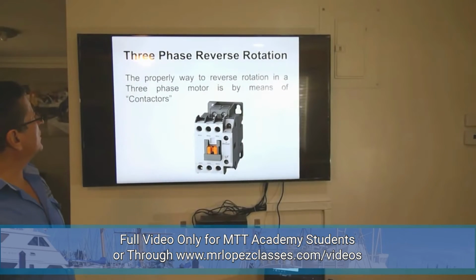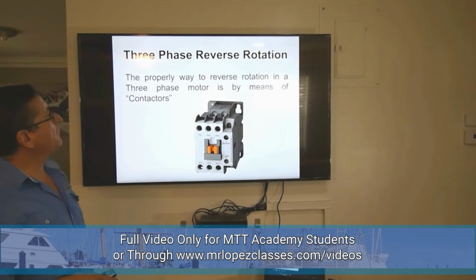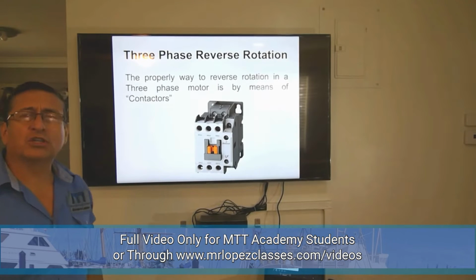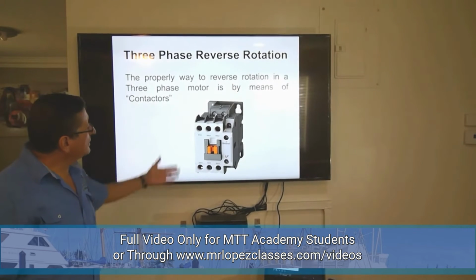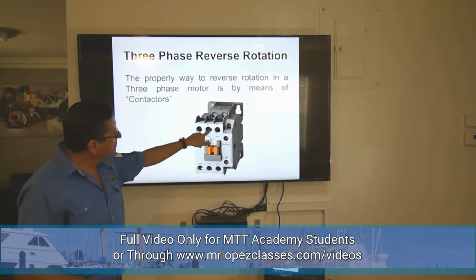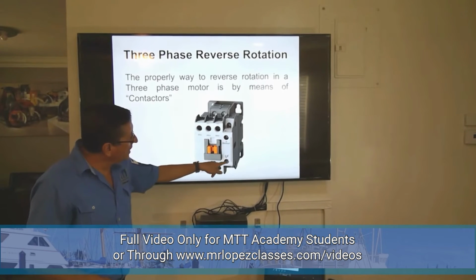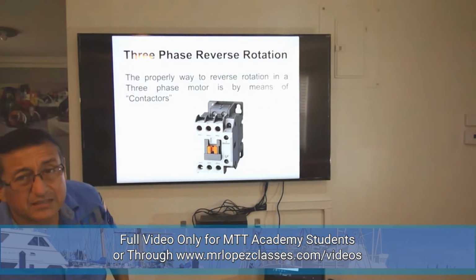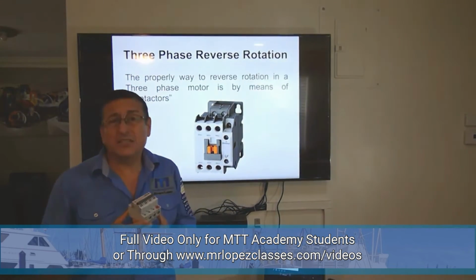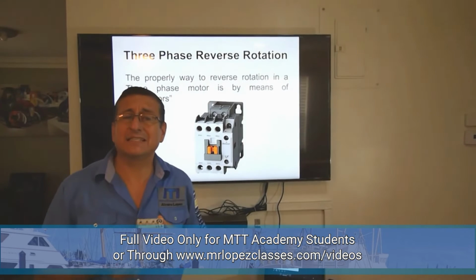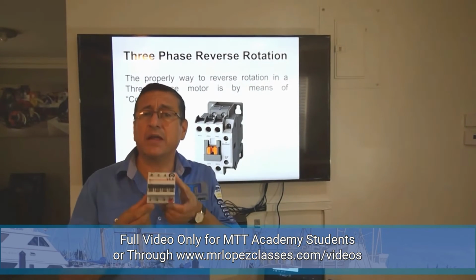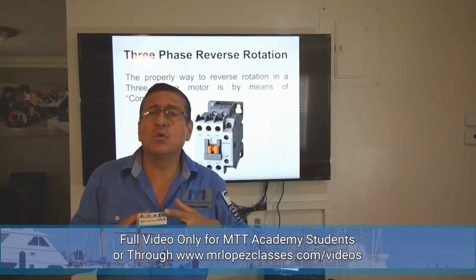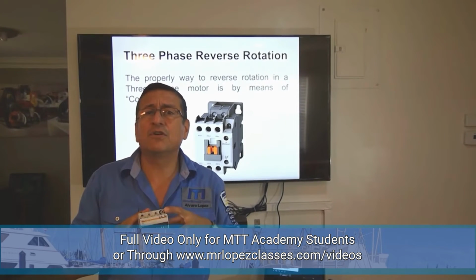Three-phase reverse rotation. The proper way to reverse rotation in a three-phase motor is by means of contactors. The contactor is basically a three-phase breaker with a couple of inputs for the signal. The signal could be AC or DC. For example, this is not properly a contactor, but it is exactly the same. It's a three-phase breaker with two inputs on the side for the signal.